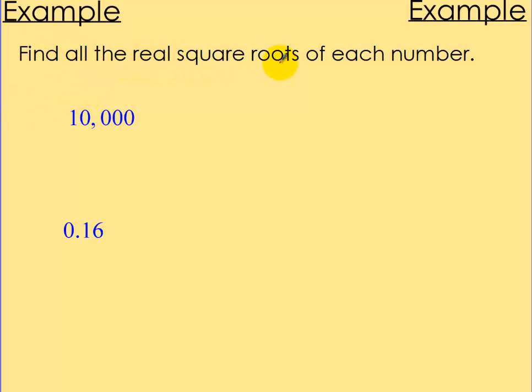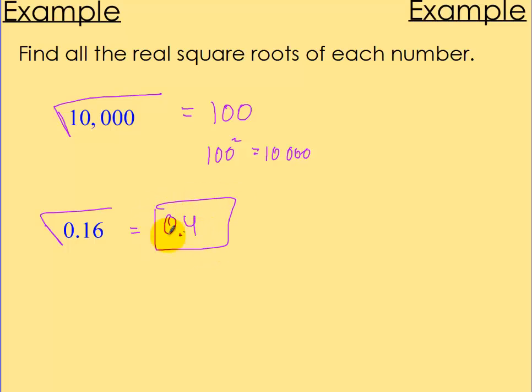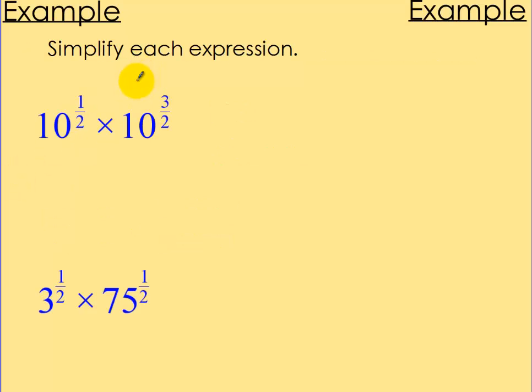All right, so find all the real square roots of each number. So I'm going to take the square root of 10,000. The square root of 10,000 is going to be 100, because 100 times 100, or 100 squared, equals 10,000. The next one, the square root of 16/100ths, well, that's going to be 4/10, just like that. Careful with those decimals. Next one, pause the video.